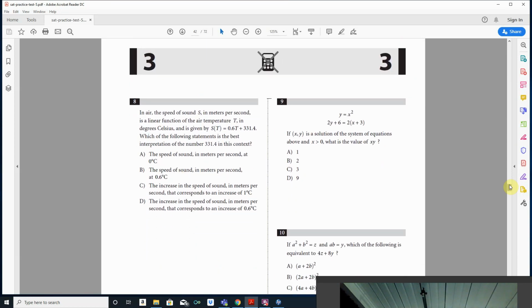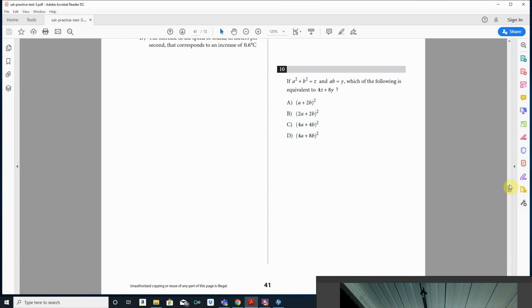Next one. 10. If a squared plus b squared is equal to z, and 4ab is equal to y, which of the following is equal to 4z plus 8y? Okay, so that's going to be 4 times a squared plus b squared plus 8ab. Okay, so then it'll be 4 times a squared plus 2ab plus b squared, because 8ab is equal to 4 times 2ab. So this is just going to be 4 times a plus b in parentheses squared.